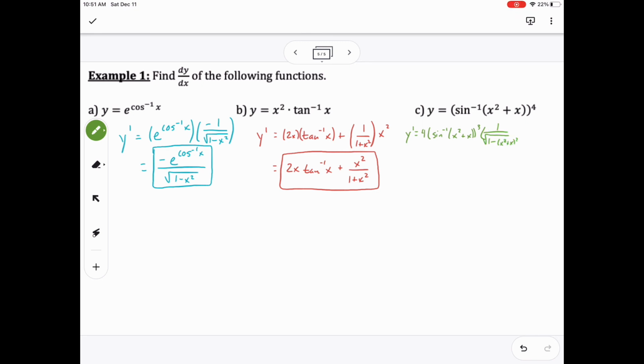At C, this is a chain rule of 3 functions. The outermost one is to the 4th power, the middle one is the inverse trig function for sine, and the innermost one is x squared plus x. So I take the chain rule: the 4 gets me to the 3rd, then 1 over the square root of 1 minus the inside of that squared, and then the derivative of the inside, which is 2x plus 1. Okay, have fun.